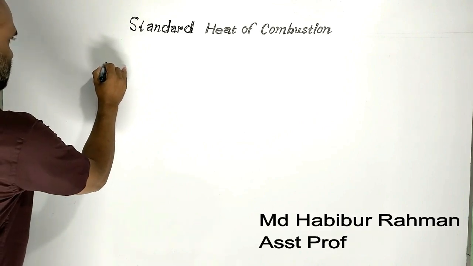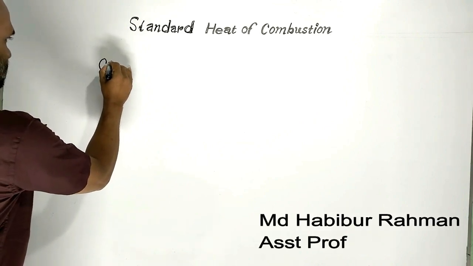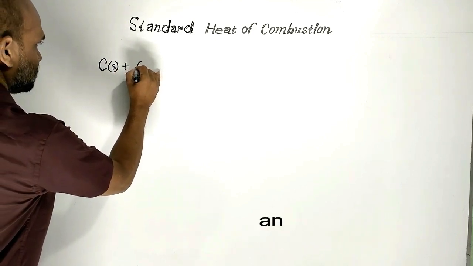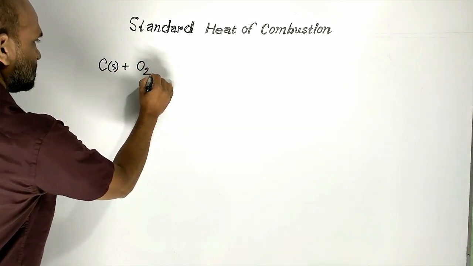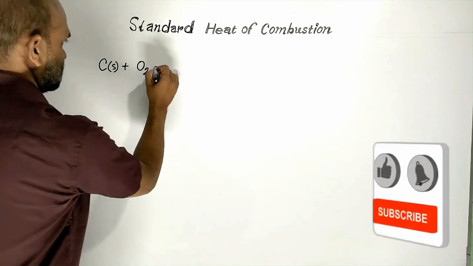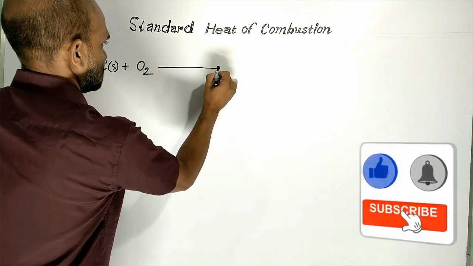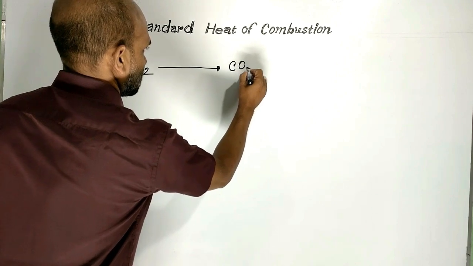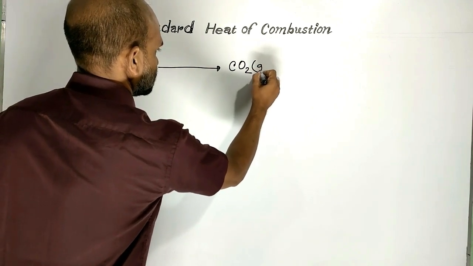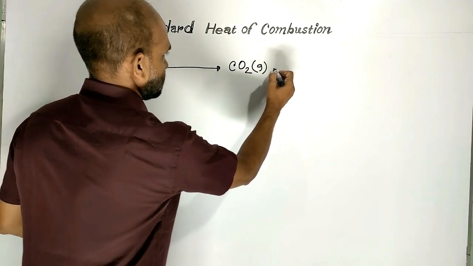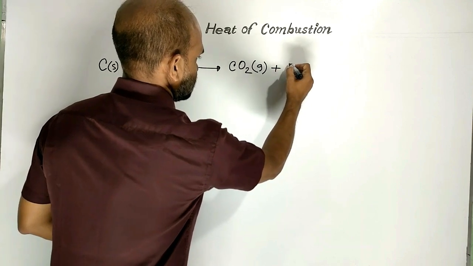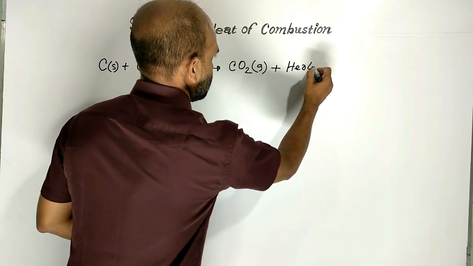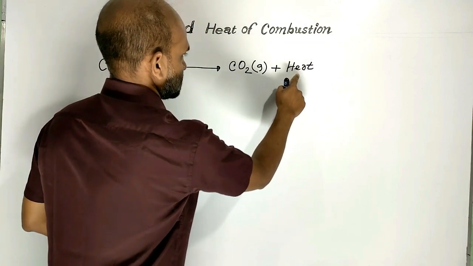For example, carbon is burnt in oxygen. Then carbon dioxide gas is formed. At the same time, this reaction releases some amount of heat to the surroundings.